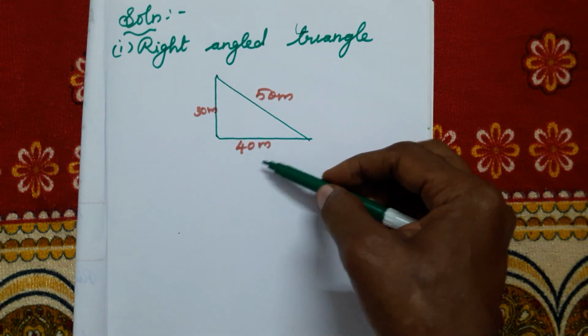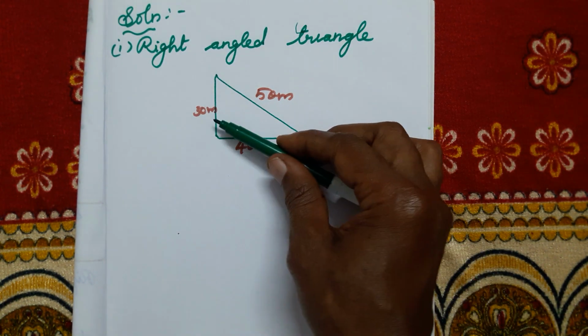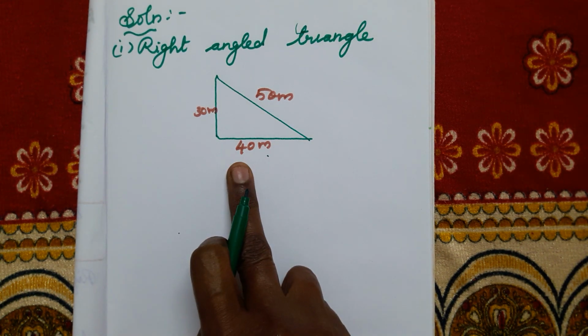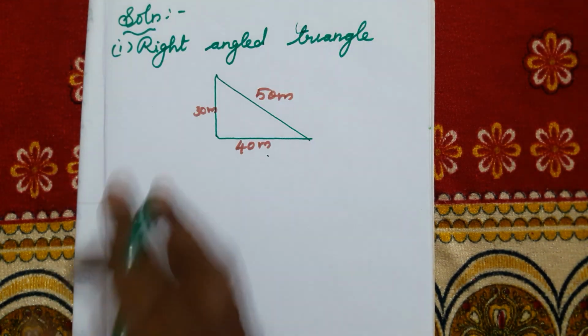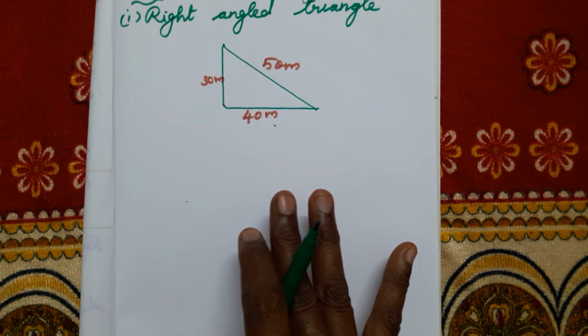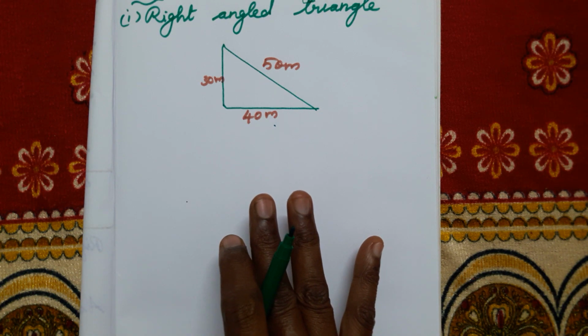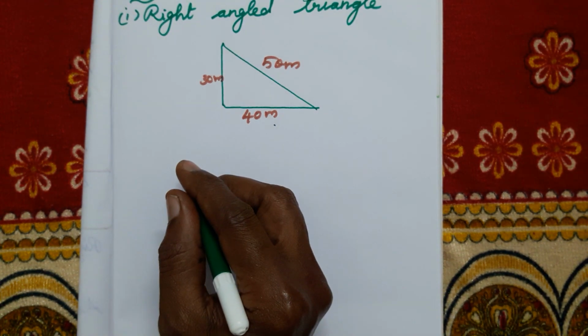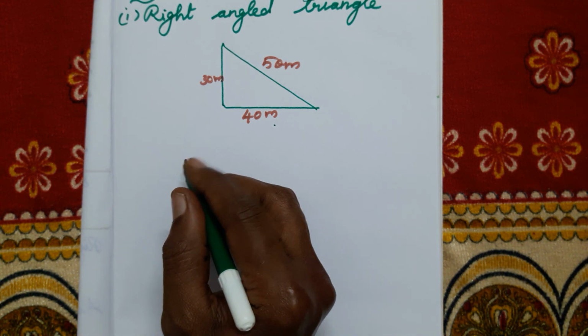Here 30 meter or here 30 meter. Okay, base 30 meter or height 30 meter. Here also base 40 meter or height 40 meter. Like that you can take it. Here you can do both methods. Heron's formula you can use, or the area of a right angle triangle. What's the formula? Half into B into H.